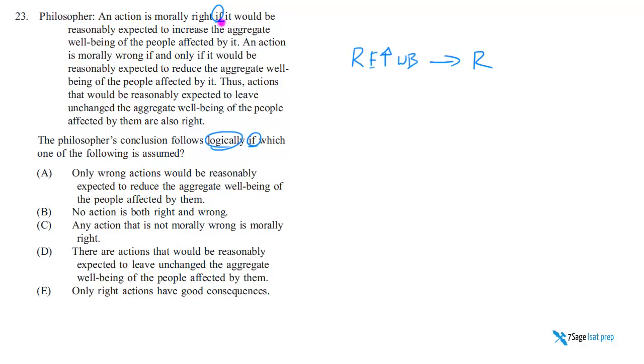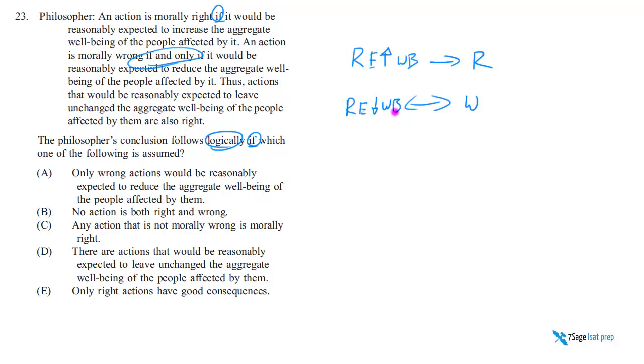But "if" always introduces a sufficient condition. If this thing happens, then this other thing happens. So we represent it in our language by saying, if this thing happens, then this thing happens. If we reasonably expect an increase in well-being, then this thing is said to be right. Next, we have an action is wrong if and only if. If and only if is our biconditional statement. So wrong, if it would be reasonably expected to reduce the well-being.